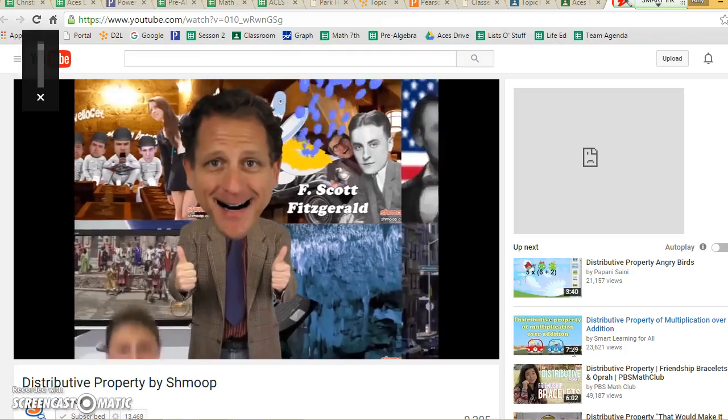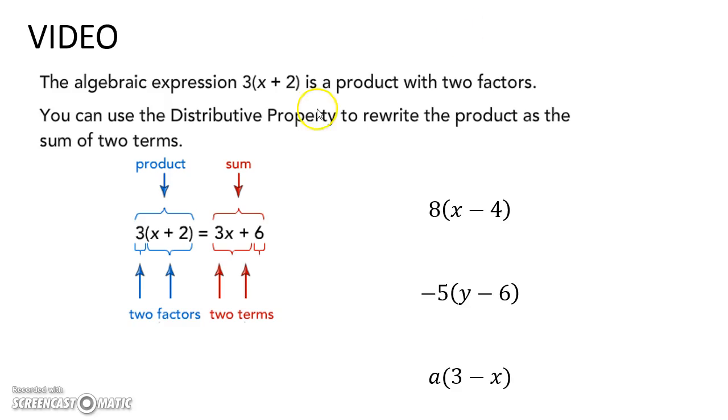All right, kind of silly, but hopefully that helps you understand distributive property a little bit.